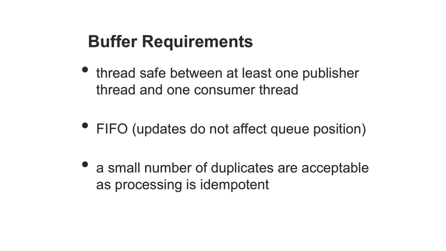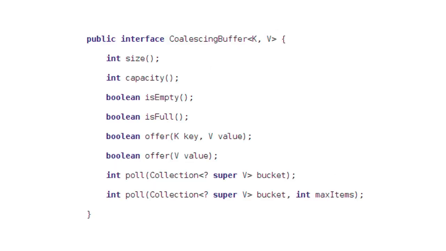Just some background. There were a few requirements. It had to be thread safe between two threads, the producer and the consumer. The updates had to come in the right order, as we've seen there, with the exception of how you update prices. And because the processing in our case was idempotent, a very small number of duplicates is acceptable to improve performance.